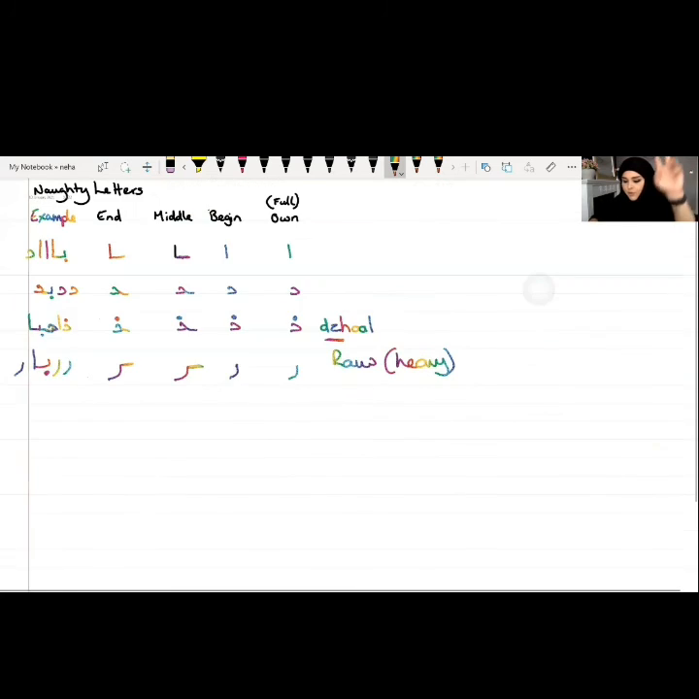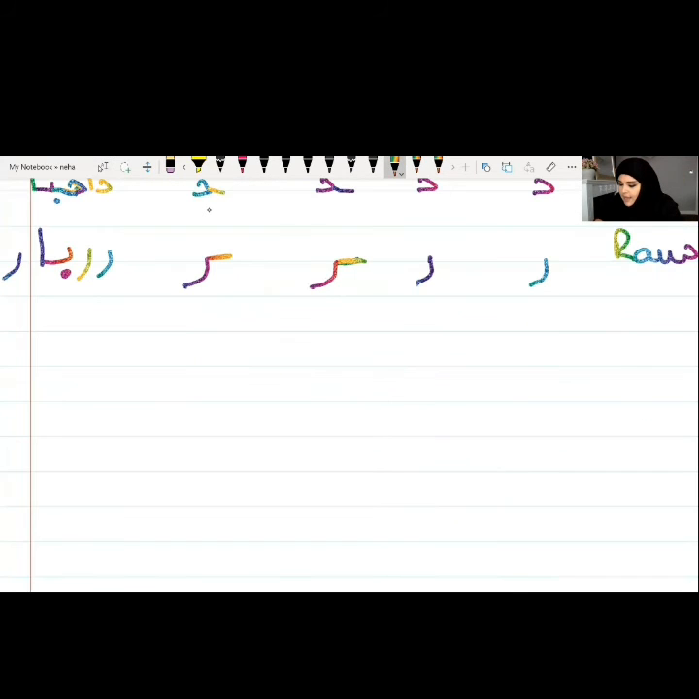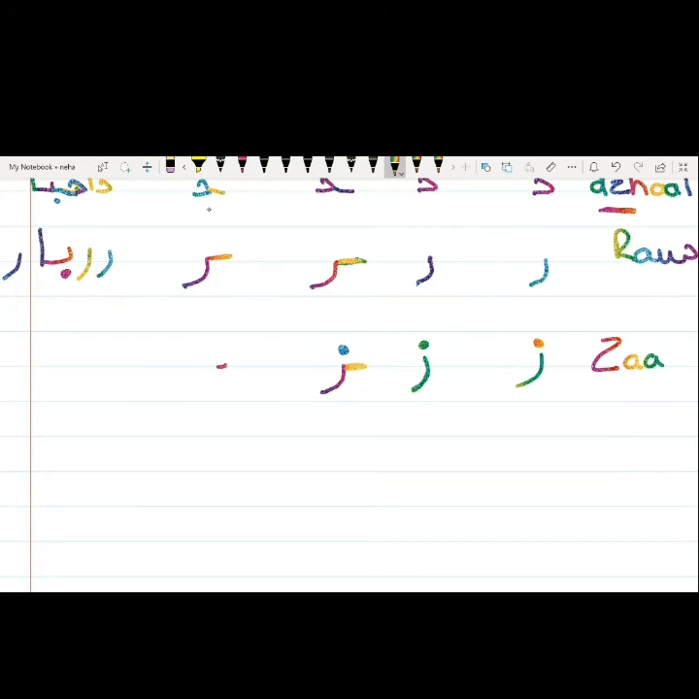Great. Ra, and then two more left, Za and Waw. Za looks like Ra. You can either start at the base or a bit above. This is like the English Z, Za. Za at the beginning, no connection. In the middle, possible to connect, yes. And then see, it goes down. But when you're connected, keep it below the base. Again, Za, there you go.